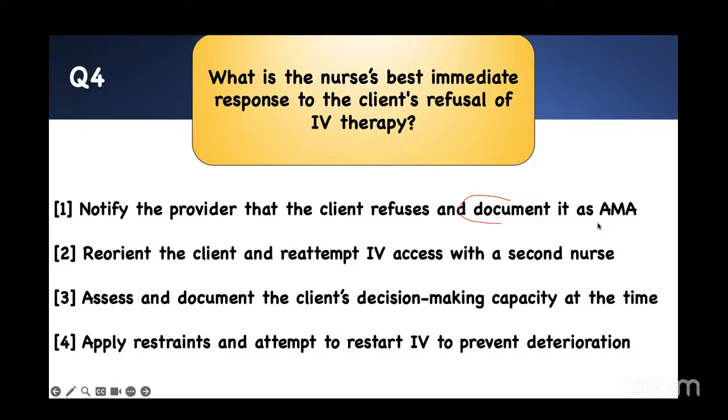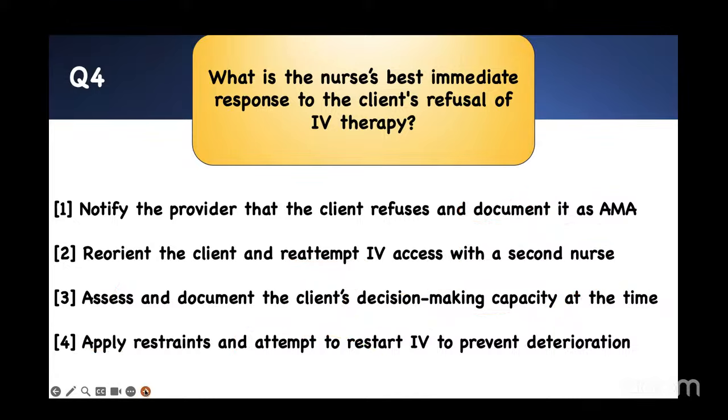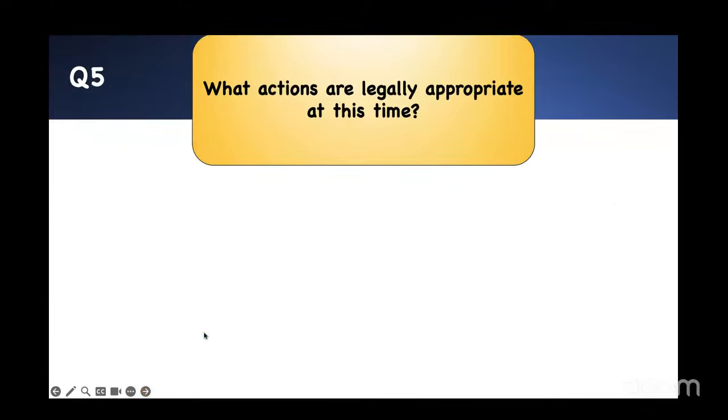Don't worry about them leaving AMA. You are not helping them. Don't bring another nurse to reattempt. You've got to make sure they know what they're talking about. Assess their decision-making capacity at this time. And of course, don't reattempt to insert it by restraining them. So check their capacity again. Assess them. Number 3, I'm trying to let you focus on that principle. If you know it, ethical questions won't mix you up when it comes to decision making.